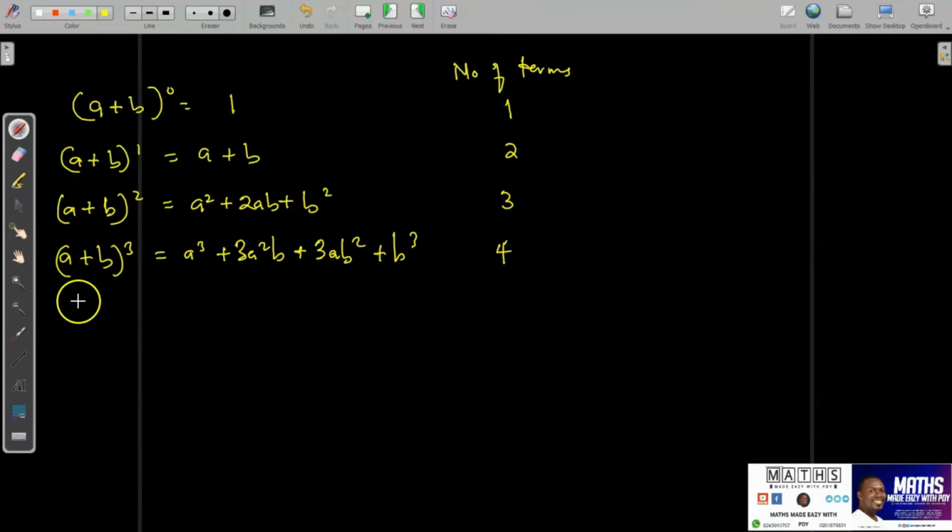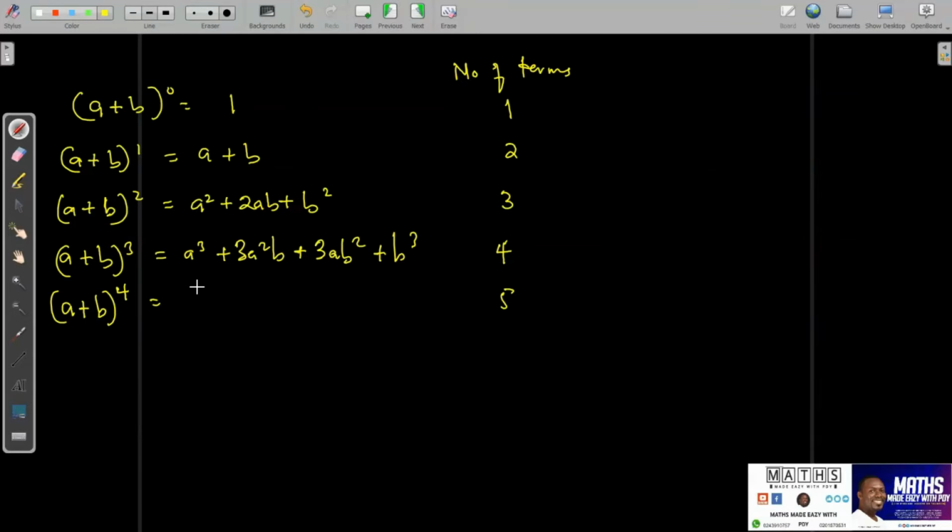So, in other words, let's do some prediction. What if I have a plus b to the power 4? How many terms are we expecting from what is happening? 5. Good. So, what is the clue for you to know the number of terms you have to generate in every expansion? What is the clue?